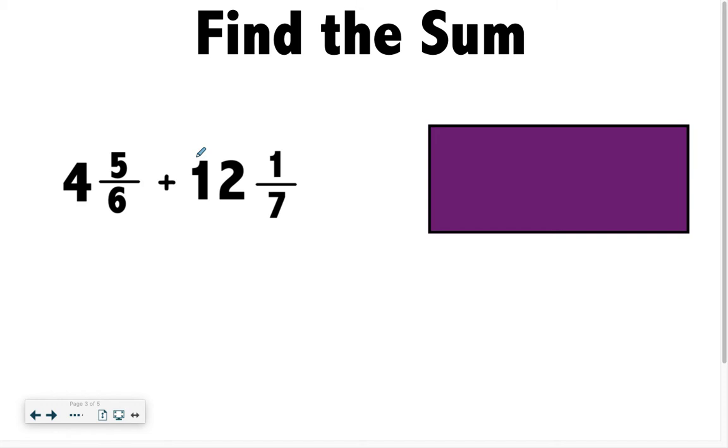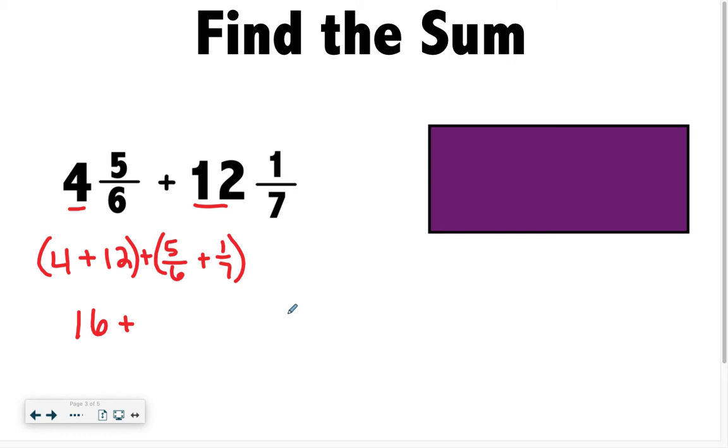Now let's practice finding the sum when we also have whole numbers in front. There are a couple of different ways you can do this. When you're adding, it's really easy because you could rewrite this as 4 plus 12 plus 5/6 plus 1/7, and you can treat it as two different problems. So this would be 16 plus, and then I have to figure out what 5/6 plus 1/7 is. Since 6 and 7 are not the same number, I need to get a common denominator.